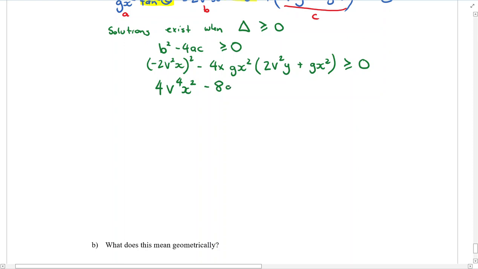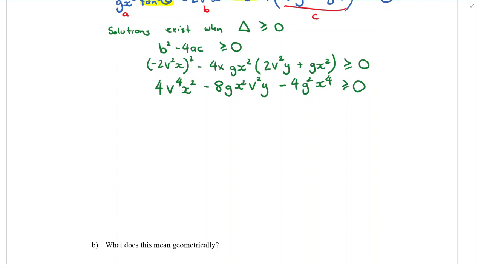What order should we put them in? G, x squared, v squared, y. That's not in alphabetical order. You can put it in alphabetical if you want to. I just did it in order on the page. Then minus 4 g squared x to the power of 4. It's messy, but it's just basic algebra. We're just expanding stuff.